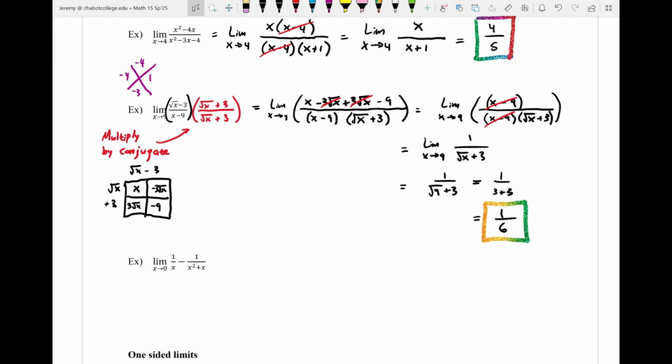Great. So just another common technique, particularly if you see sums or differences involving square roots in rational functions, this can be worth trying if things aren't factoring and you can't direct substitute. Using the conjugate to simplify can work out.